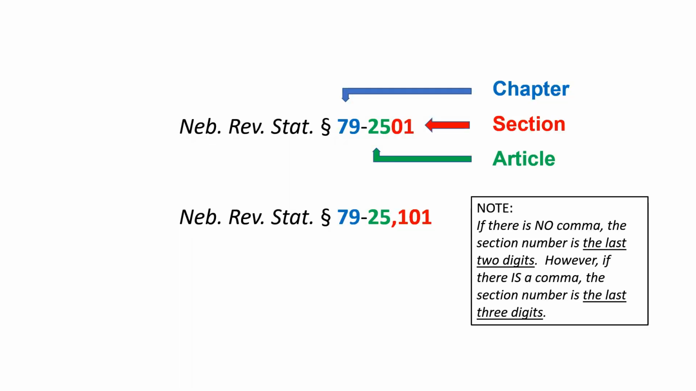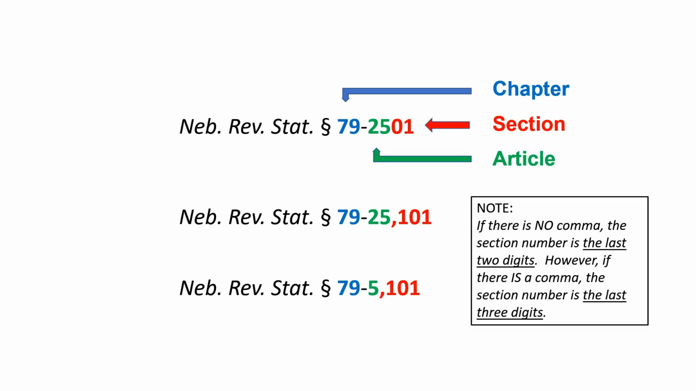So, the key to understanding the Nebraska statutory numbering scheme is to remember that if there is no comma, the section number is the last 2 digits. However, if there is a comma, the section number is the last 3 digits. Finally, you will note that this somewhat confusing 2 digits versus 3 digits issue applies only to the section numbers. When it comes to chapter numbers and the article numbers, you don't have to worry about the number of digits. So, for example, in section 79-5,101, the article number is a single digit 5.